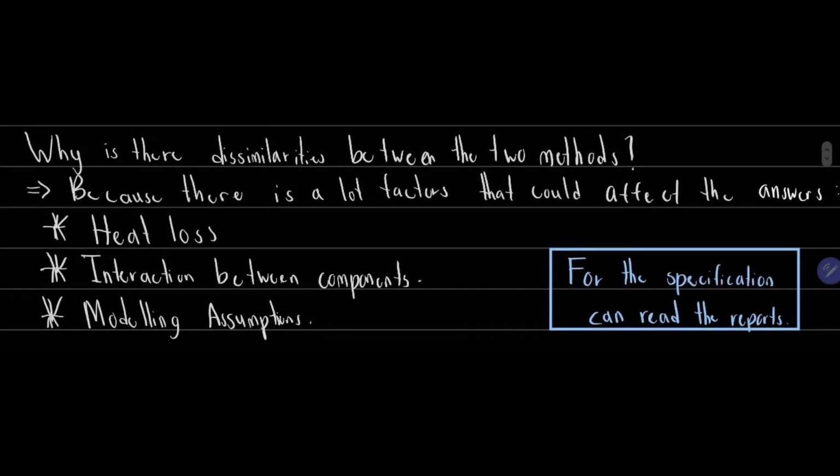So why is there dissimilarity between the two methods? Well, this is because there are a lot of factors that could affect the answers for the simulation or the manual calculation. So the factors that could affect their answers are heat loss, interaction between components, and also modeling assumptions.